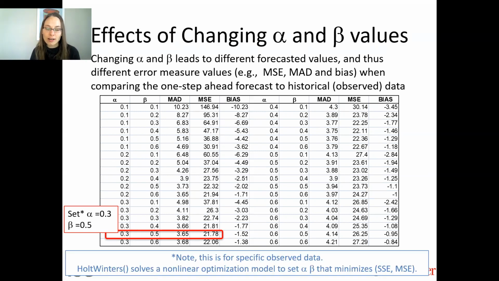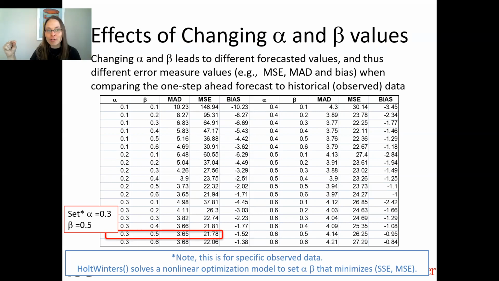One thing to note, this is for specific observed data. As a reminder, you can only calculate forecasting error if you actually have something you've observed. So that's one thing. The second thing is this is the power of the R line of code.